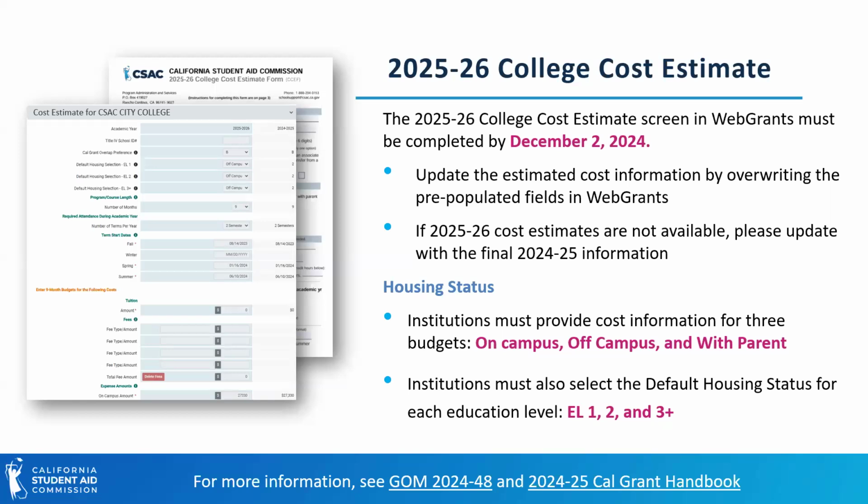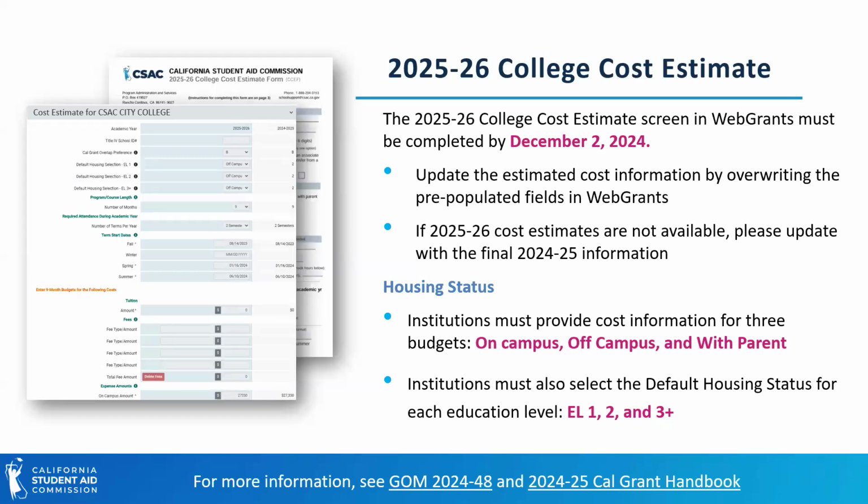Now, if the college cost estimate form is not submitted by December 2nd, the Commission will utilize the school's data from 24-25. And please note that once the cost estimate screen has closed for the academic year, the information cannot be updated. So the best way to submit your college cost estimate is within Web Grants.